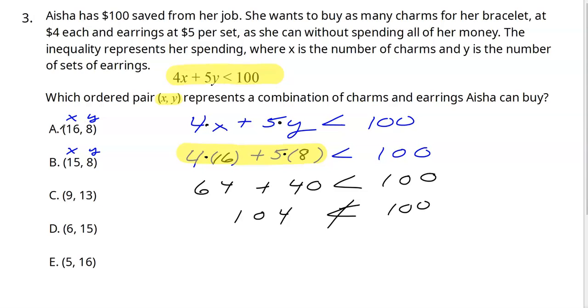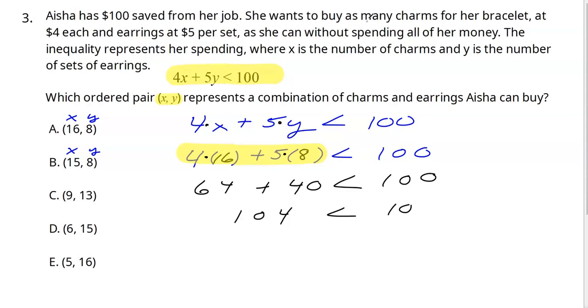So A doesn't work. This combination doesn't work because when I plug 16 in for x and 8 in for y, it doesn't come out to be less than 100. It comes out to be 104. So now I'm just going to go to B and see if that works.